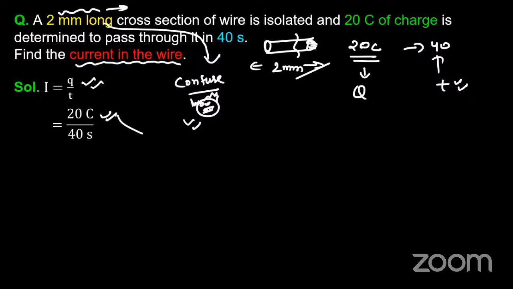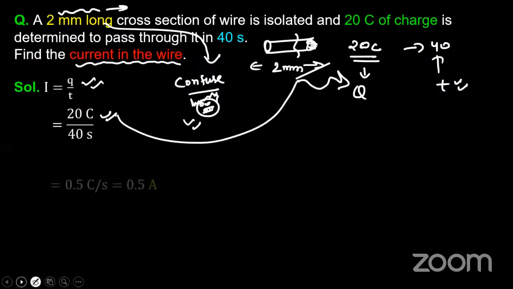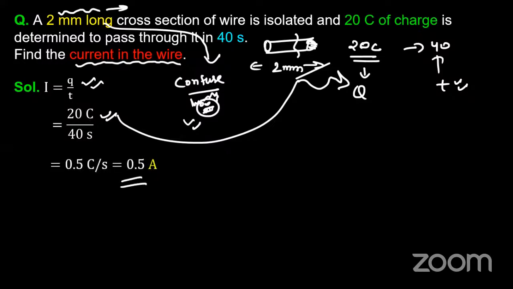20 coulomb is the net charge which is crossing, and time is 40 seconds. So what is the net answer? 0.5 ampere. Okay. Very good, Jency. Very good, all the students. Okay, very good. Nice approach. Let's move ahead.